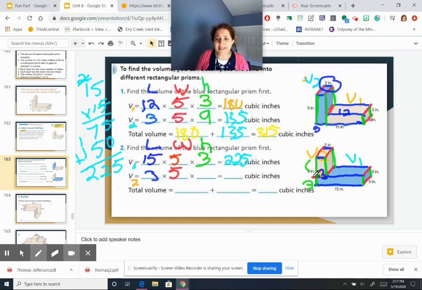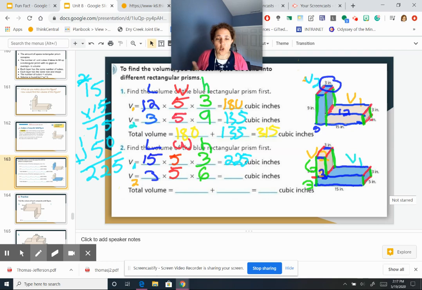The whole thing is 9, right? So 6 and a 3 makes a 9. The whole thing is 9, but just this piece is 6. So I'm going to do my 6 here. So then I have 3 times 5 times 6.